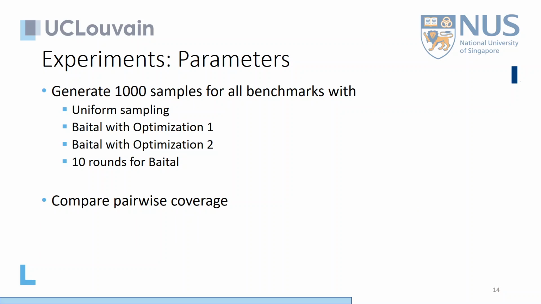And in our experiment, we were interested to compare the results from uniform sampling and from our approach. Therefore, we generated 1,000 samples on all benchmarks with uniform sampling and with our tool with optimization 1 and with optimization 2. The generation with our tool was done in 10 rounds, so we selected first 100 configurations, then we updated weights, selected the second 100 configurations, updated weights, and so on until we selected 1,000 samples. And in comparison, we considered pairwise coverage.